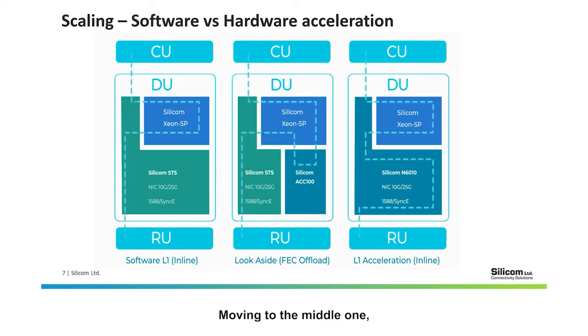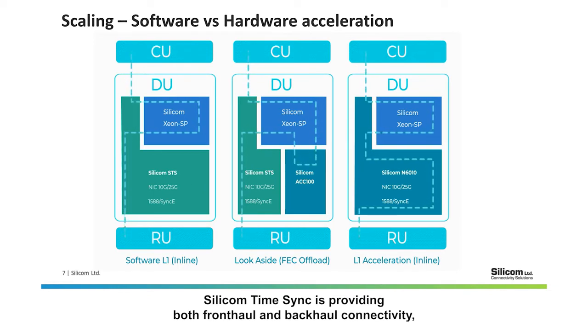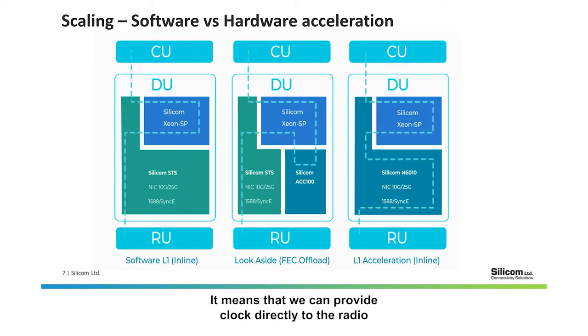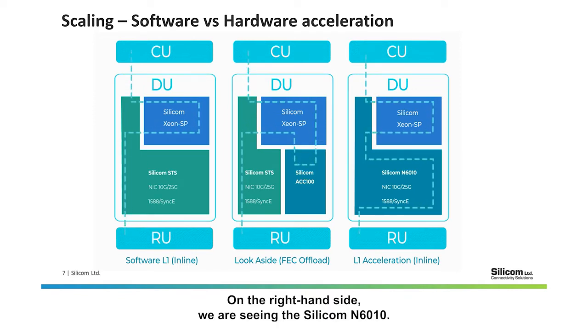Moving to the middle one, we are looking at the eASIC ACC100 from Intel, which functions as a look-aside model. This model today is the highest runner in the market. Silicom TimeSync provides both fronthaul and backhaul connectivity. It means that we can provide clock directly to the radio, and we can also provide clock to the transport network in the back.